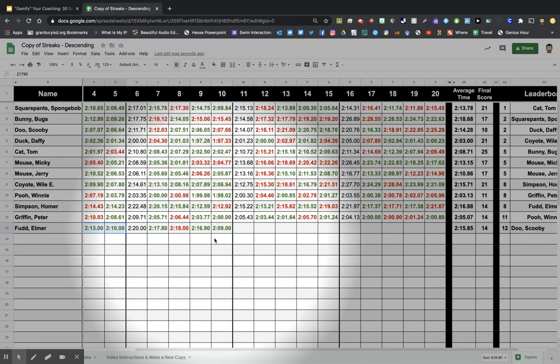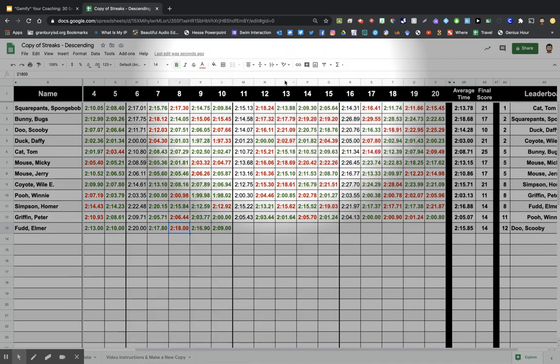So it just becomes more and more attractive, and swimmers don't want to lose their multiplier. They don't want to lose their compounding points because of one poor 200. So they're held accountable, and they want to do this over and over again.